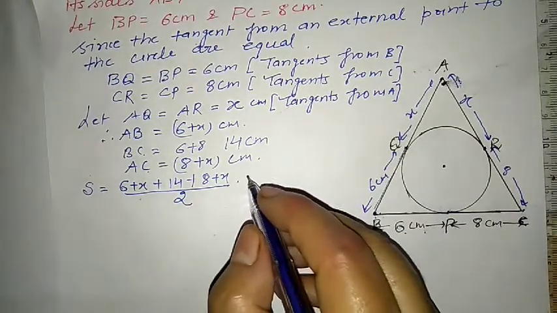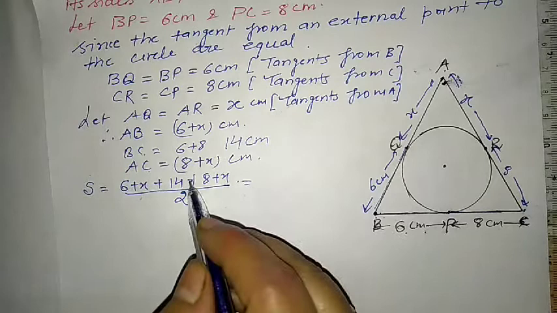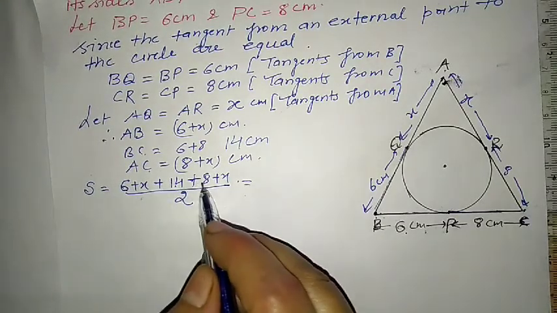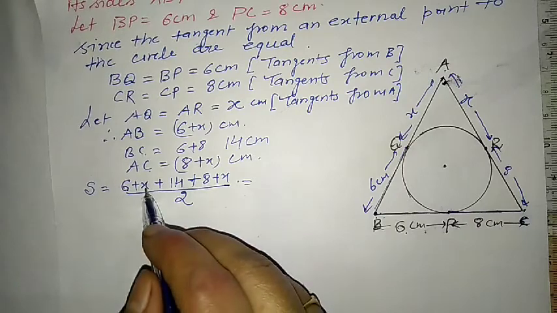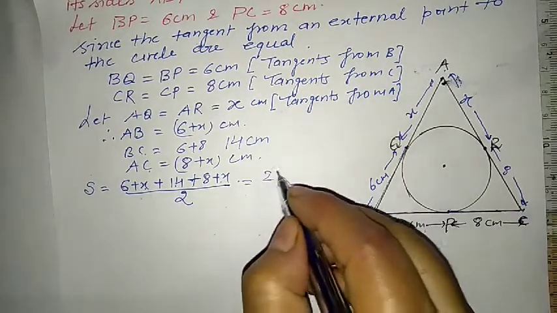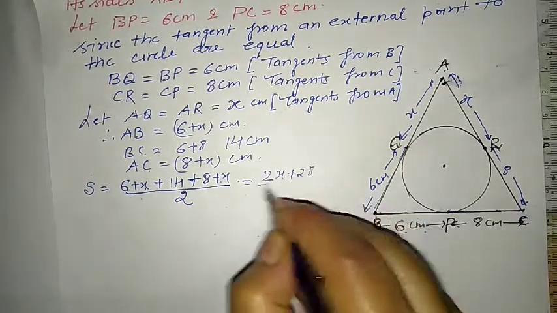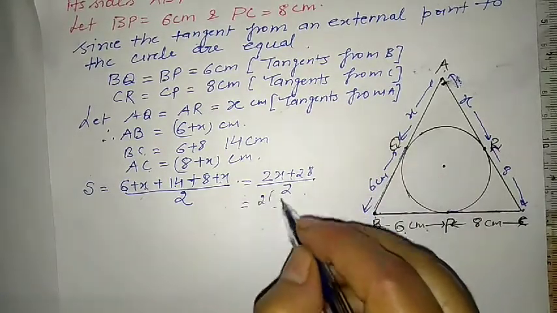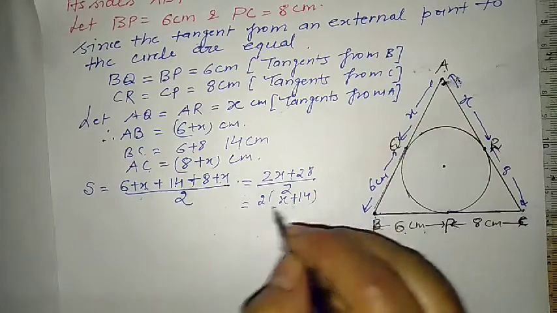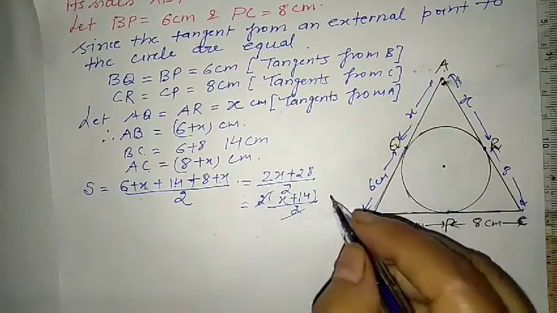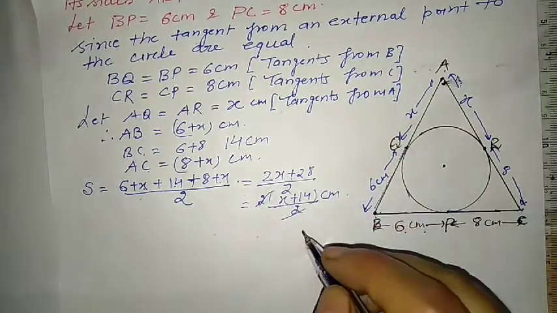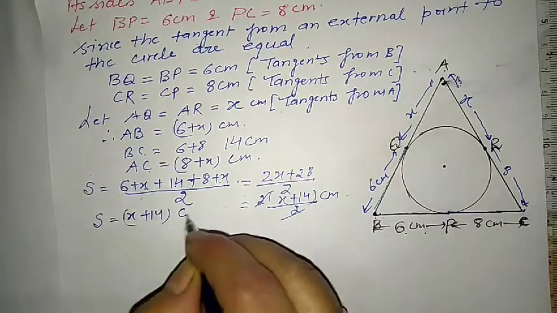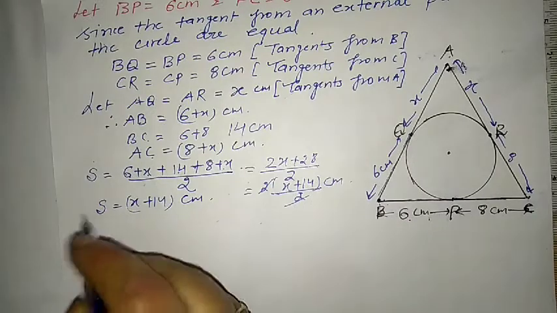So what will we get here? 6 plus 14 plus 8, this is 28. X plus X, 2X. 2X plus 28 divided by 2. We can take 2 common from here. So X plus 14 divided by 2. So this 2 can be cut. So we will have only S is equal to X plus 14 centimeter. Now we will apply the formula.